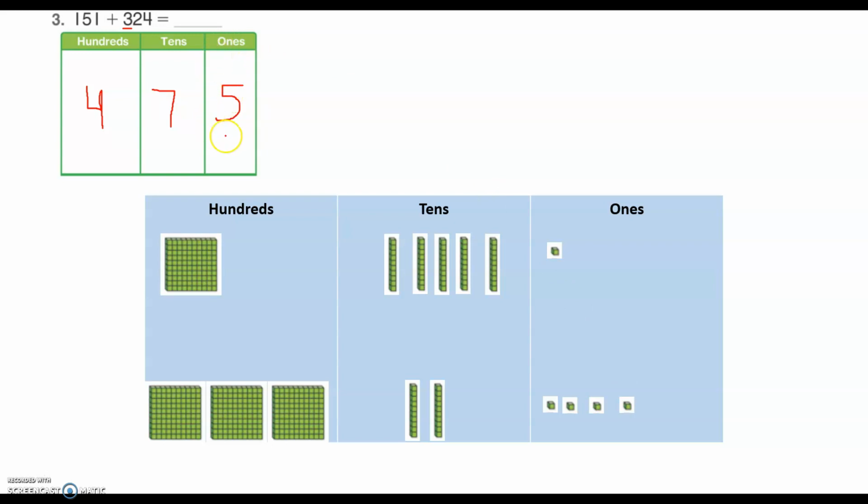Now, as I'm looking, I cannot make a 10 out of my ones. I only have 5. I don't have at least 10, so I'm good. I cannot make 100 out of my tens. I need at least 10 tens to make 100. So I do not need to regroup at all. This is my answer. You're going to be practicing this strategy in your workbook today.